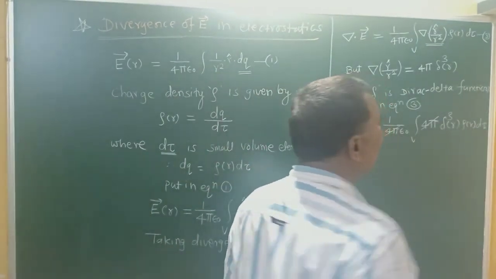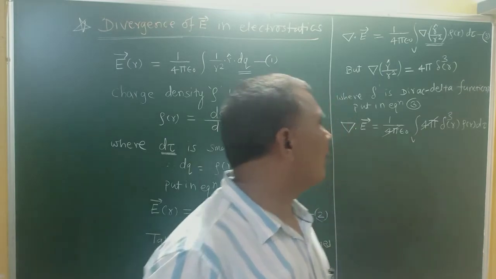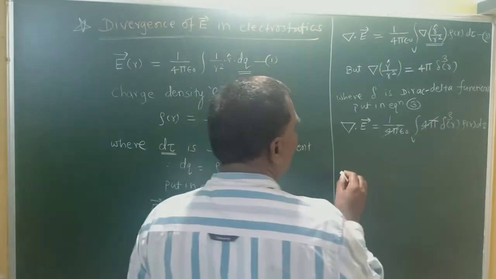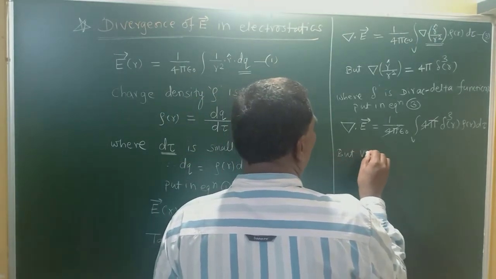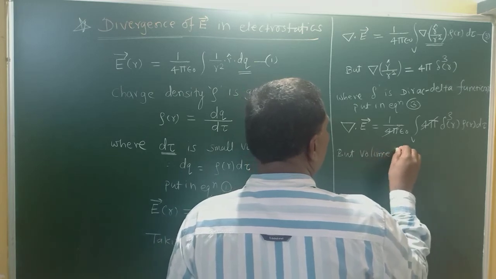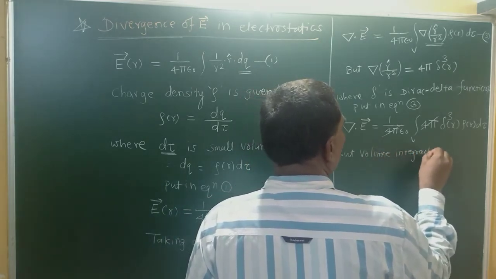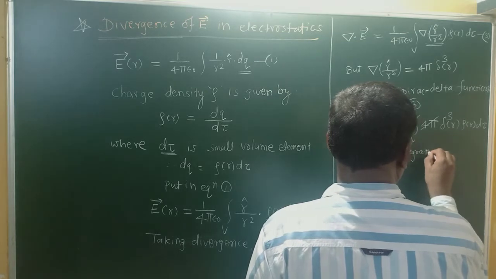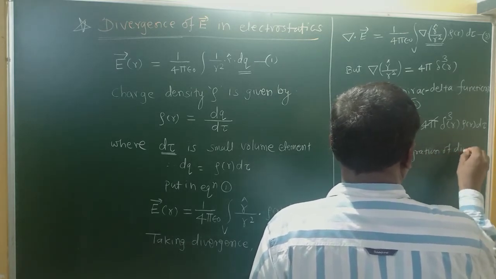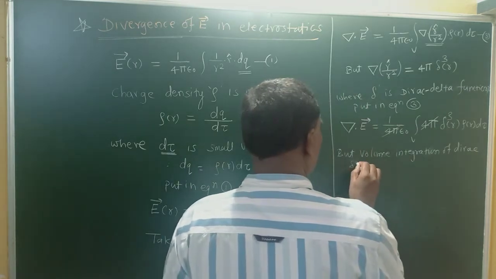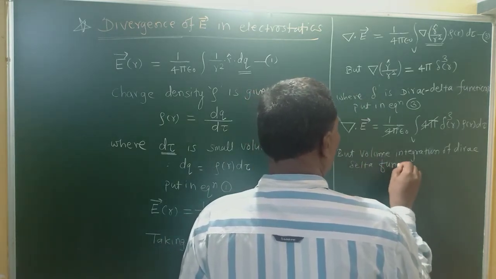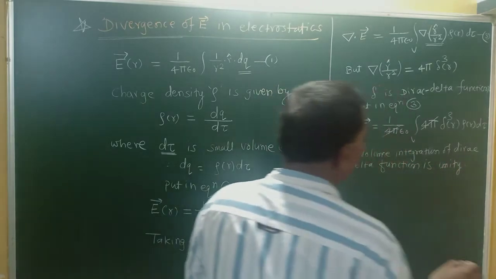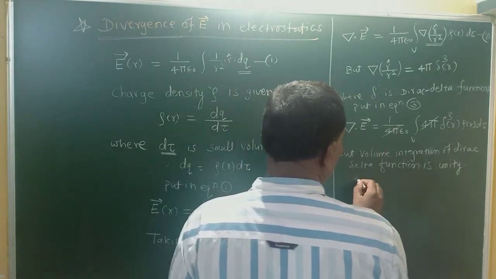Rho is a constant, and the volume integration of the Dirac delta function is unity. Unity means 1. Therefore, what do we get?